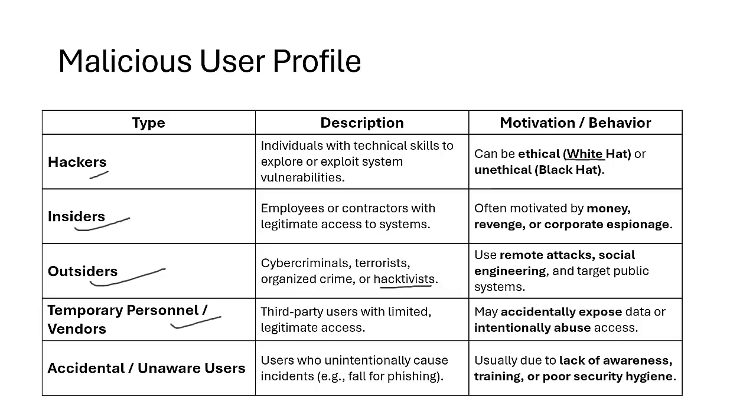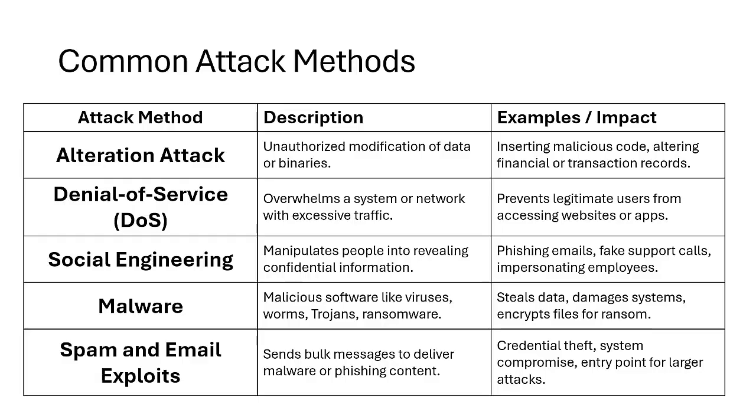Then we have temporary people, the third-party users. They accidentally expose data or intentionally abuse access. Then we have the accidental, unaware user. They were very good people, but they were not aware that they were clicking on malicious links that can cause trouble. Hackers, insiders and outsiders have an intention, but accidental or unaware users are doing it unintentionally. They were working on some email, suddenly they saw someone's mail and clicked on the link. They believed this was some sensitive, good information, but they don't know what is behind that link. That link will hack the systems. So it was not intentional. Is it clear?